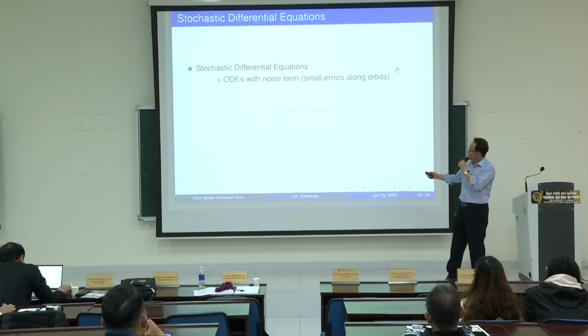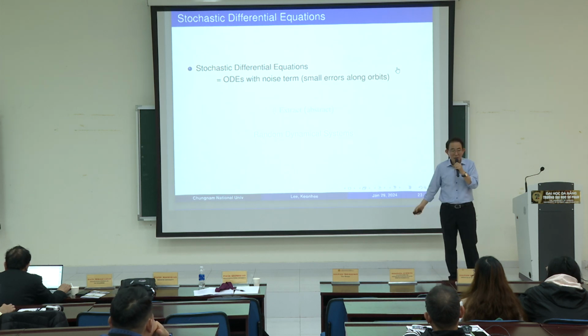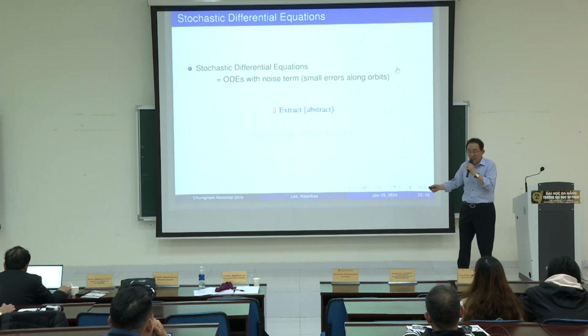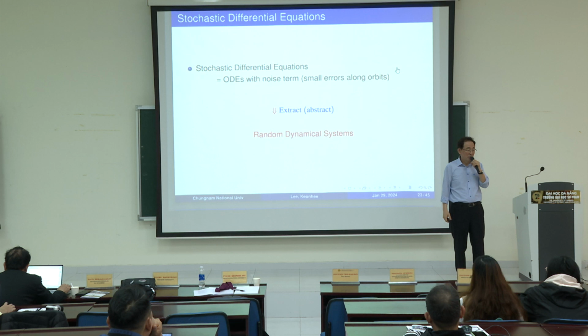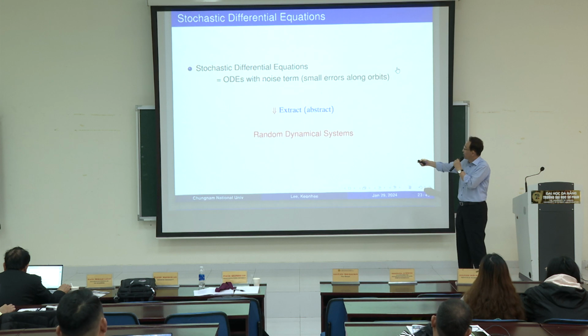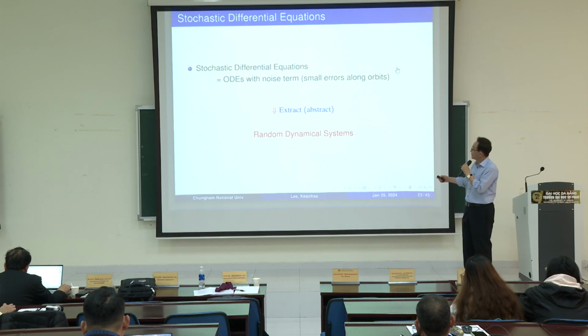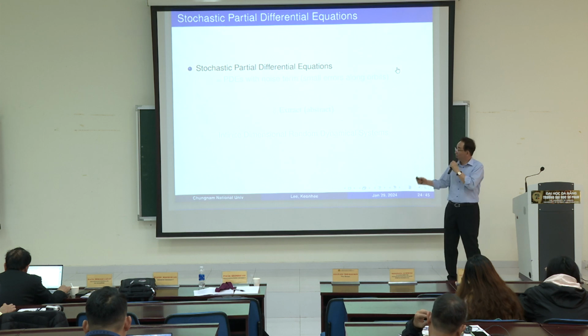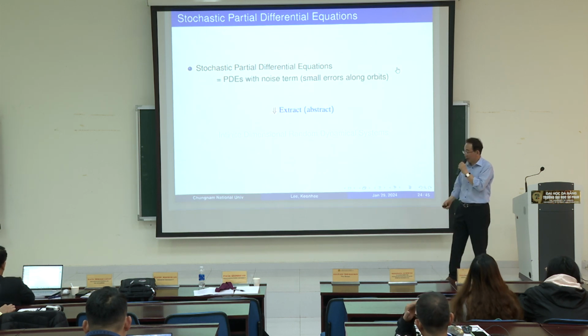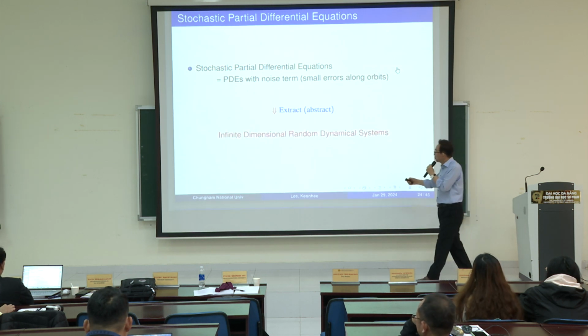So what is a stochastic differential equation? An ordinary differential equation with a noise term, a small error around the orbit. We can extract and abstract. Then we have the random dynamical systems. It's called random because of the error term, the noise term. Also, a stochastic partial differential equation has a noise term. So we can abstract. That is the infinite dimensional random dynamical system.